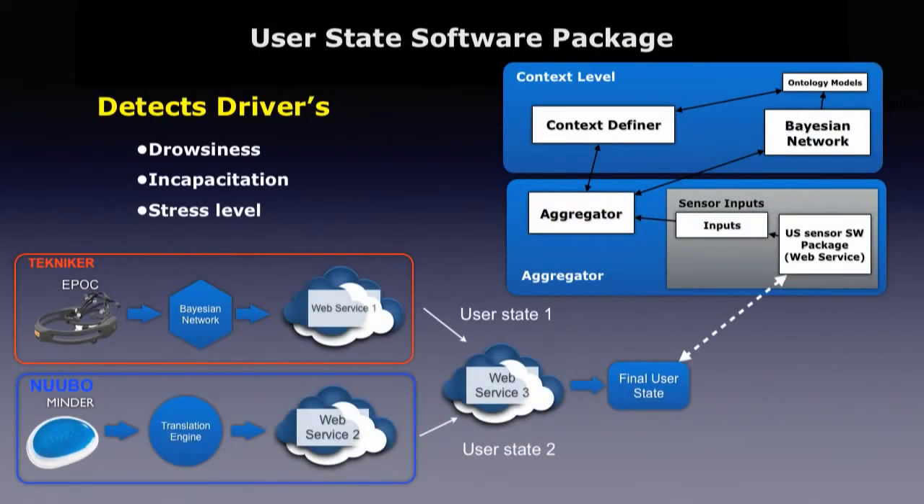The user state software package processes the raw data of devices such as EEG connected via Bluetooth and throws out information such as drowsiness or stress levels. This information is used to update the model and thus the context.